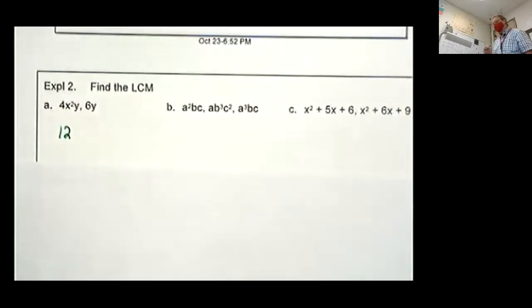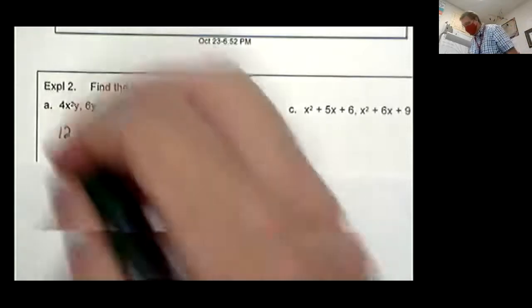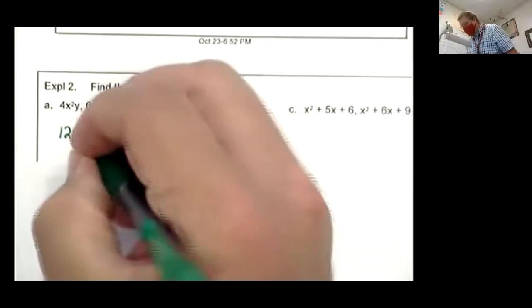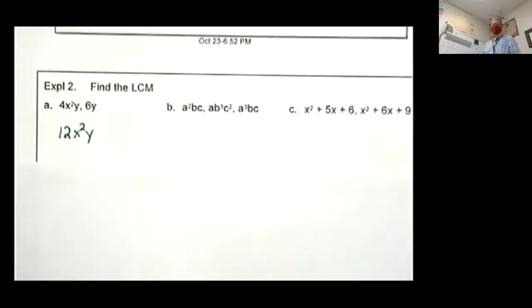Now for the variables, instead of what they have in common, we want the most. So what's the most x's they have? Well, that's an x squared. What's the most y's they have? That's the y's. So for the numbers, we want the biggest number that both will go into. The variables, we want the most for the least common multiple.